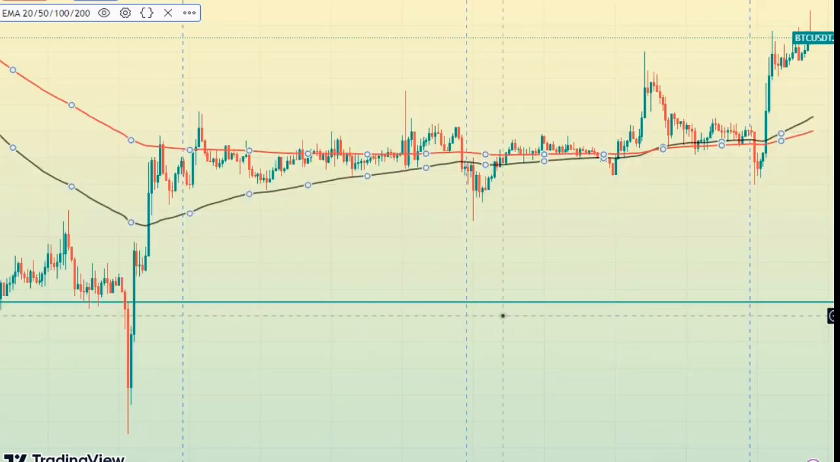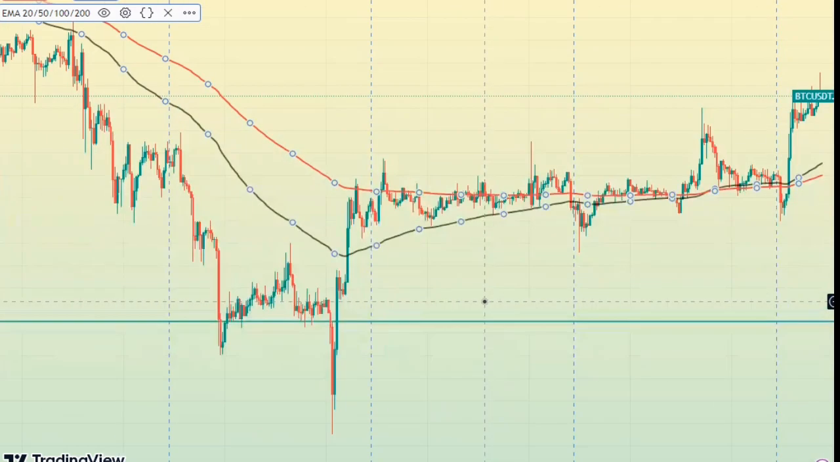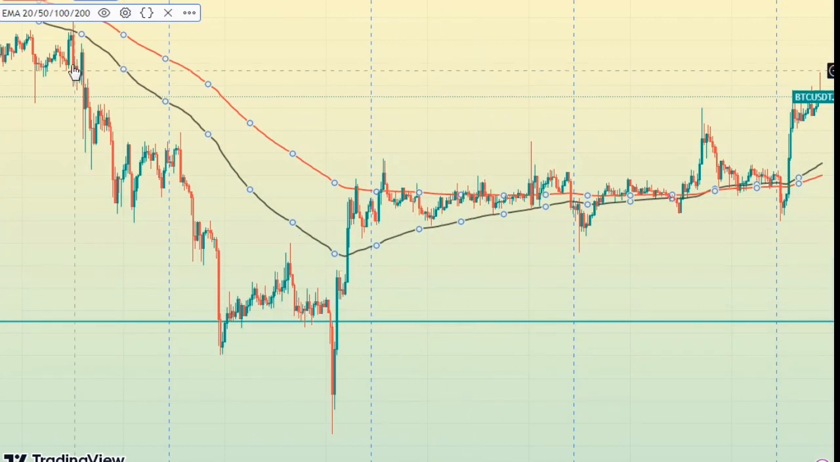When the EMAs are sloping upward with a significant angle, it suggests a strong uptrend. Conversely, when the EMAs are sloping downward with a notable angle, it indicates a strong downtrend. A gradual or flat slope may indicate a weak or ranging market.